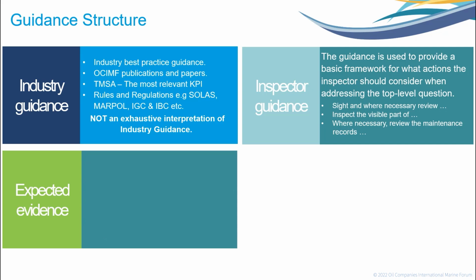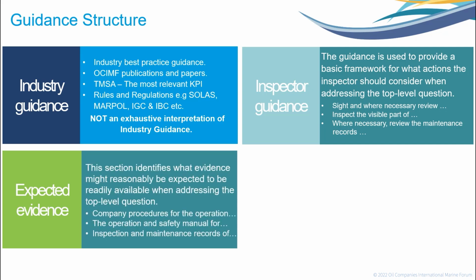Expected evidence. This section provides a list of the documentary evidence that should be made available to the inspector during the inspection process. The inspector may request further unlisted evidence to assure themselves that the top-level question has been addressed. The list of expected evidence should not be considered as exhaustive. Evidence should be made available according to the guidance supporting a specific question, or where no guidance is provided, for the previous 6 months or since the last SIRE inspection, whichever is more recent.